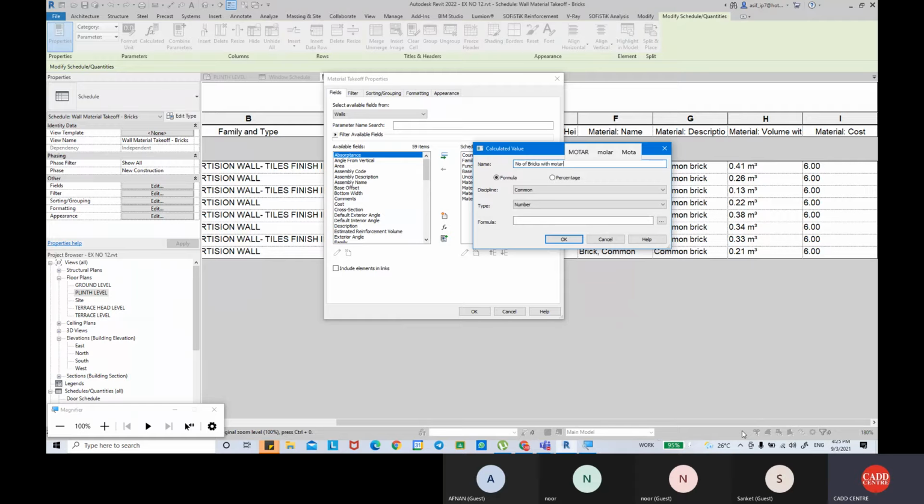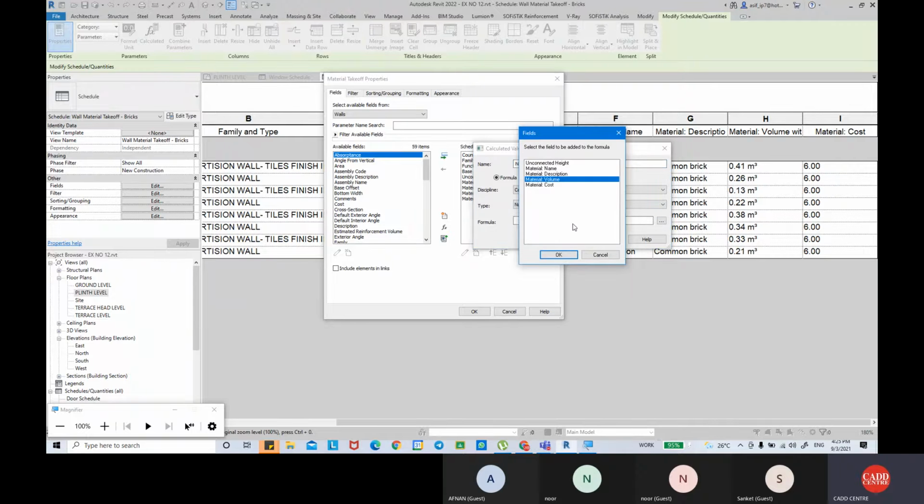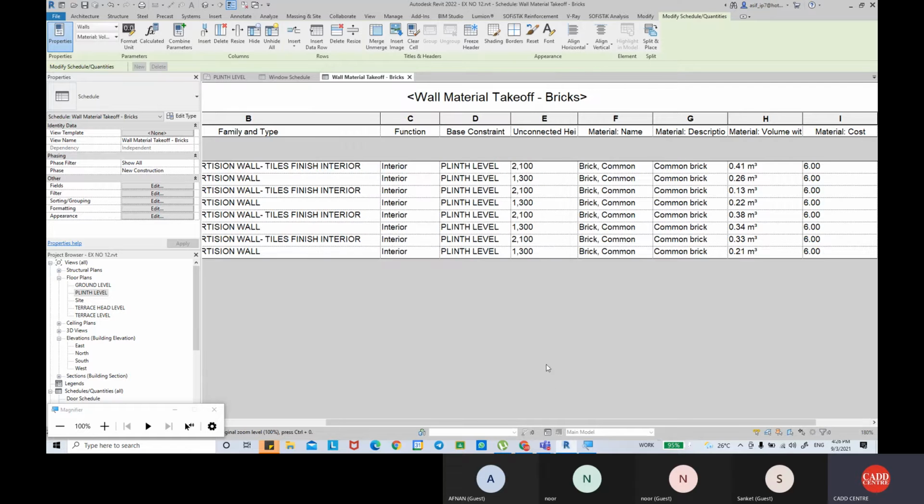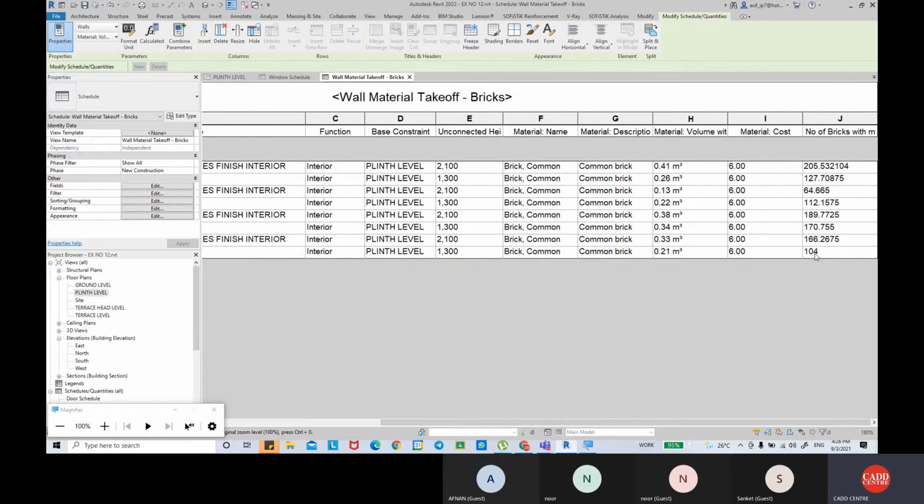Okay, formula for this would be, what basically, the formula is very simple. It would be whatever is your material volume with MOTAR, divided by the volume of one brick. So my material volume with MOTAR divided by volume of one brick. The volume of one brick, last time we found it out, it was 0.002 cubic meter. And then I'm going to click on OK. So now we'll get to know the number of bricks that is going to be utilized with MOTAR basically.